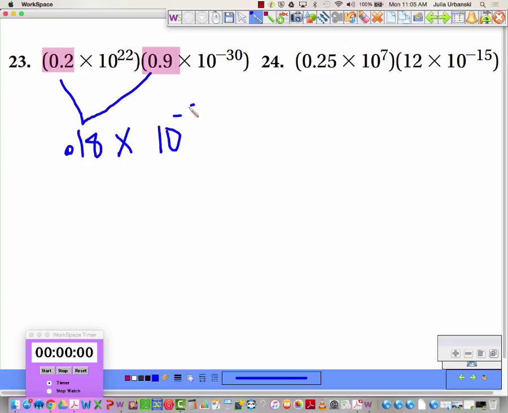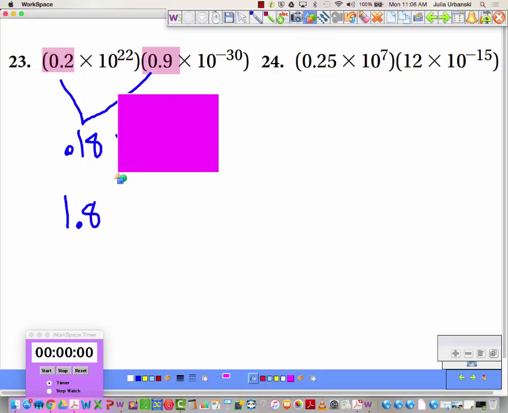10 to the negative 8, right? Okay, can I stop here? No. What's wrong? The decimal's wrong. Good. That needs to be written as 1.8. So the first thing I'm going to do is ignore this, and then I'm going to concentrate on the 1.8.